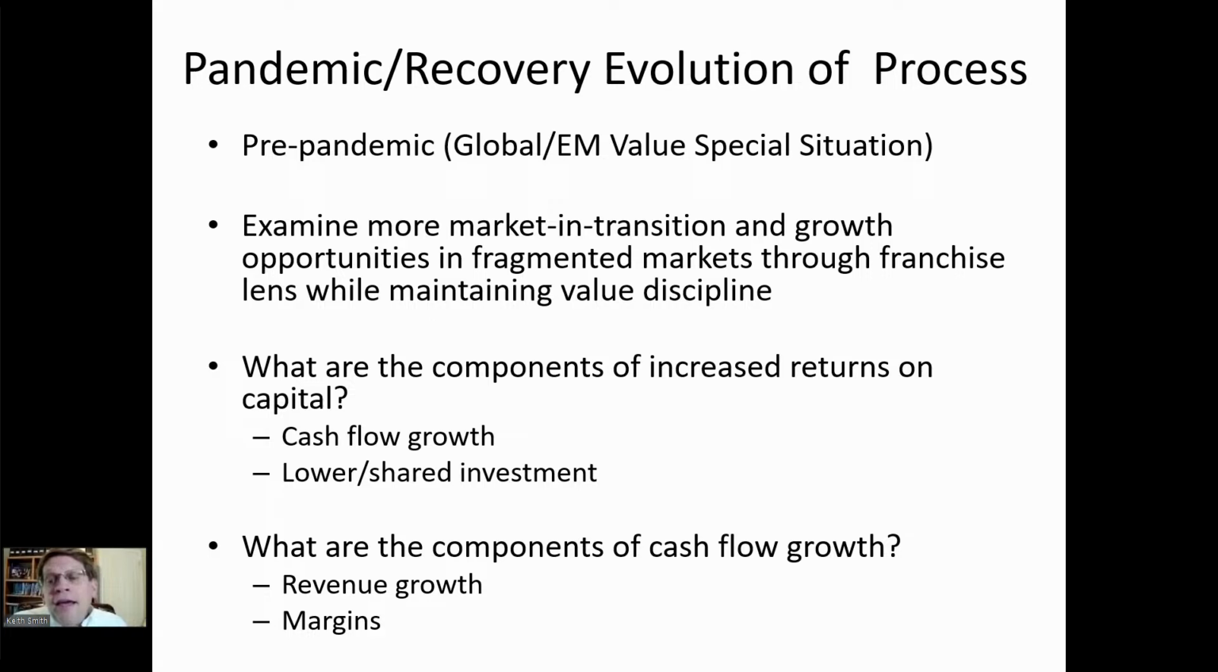So the key aspect of looking at companies this way is the components of increasing returns on capital. There are two components: cash flow growth and lower and shared investment. The return on capital is the return, which is cash flow, and then the investment. And what are the two components of cash flow growth? Revenue growth and margins.